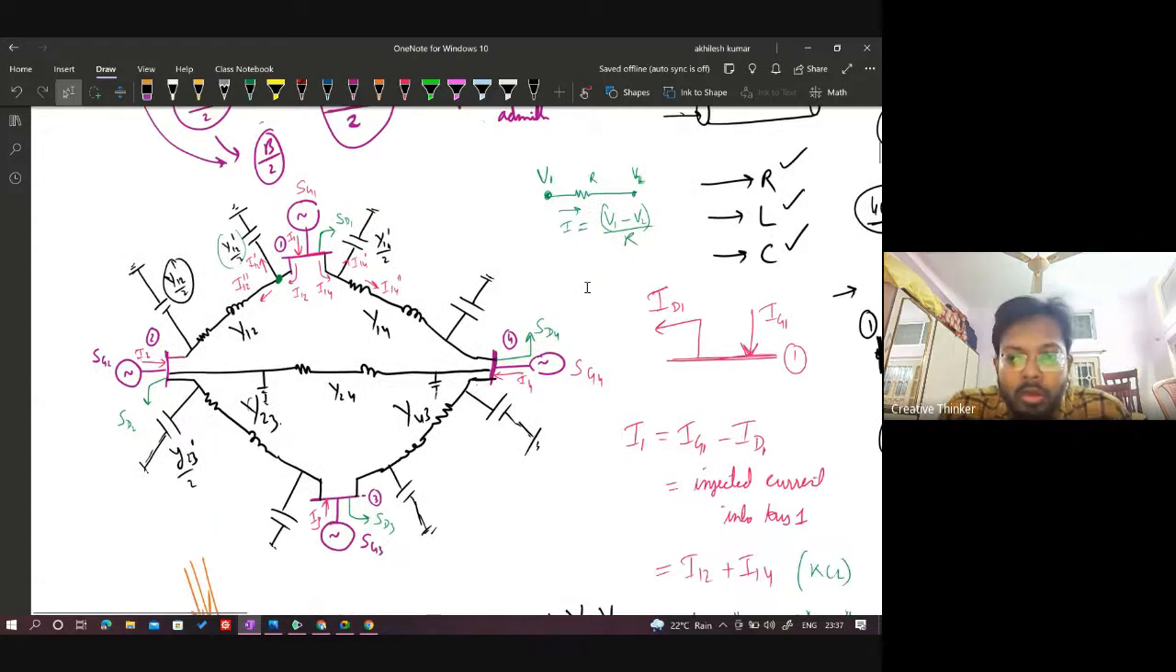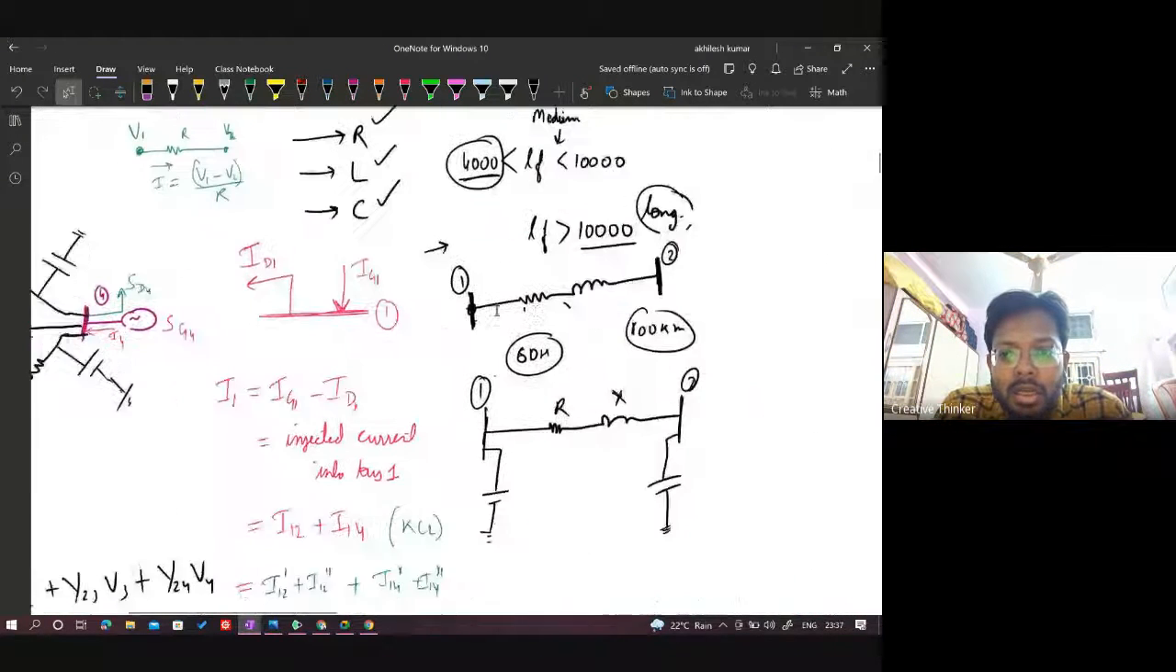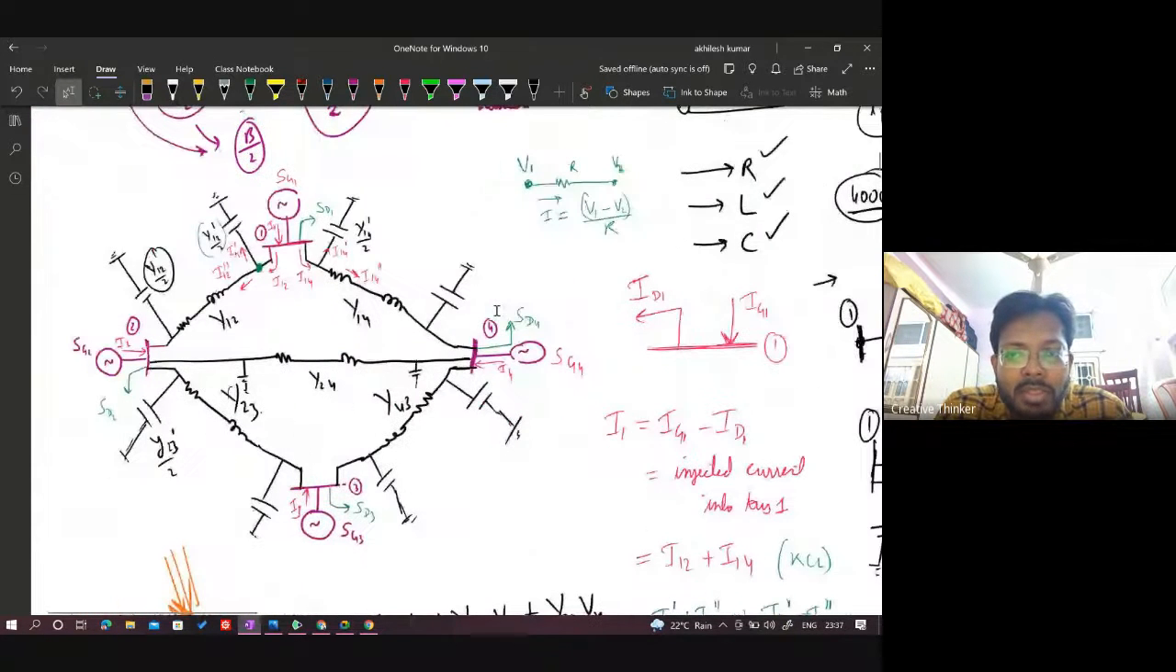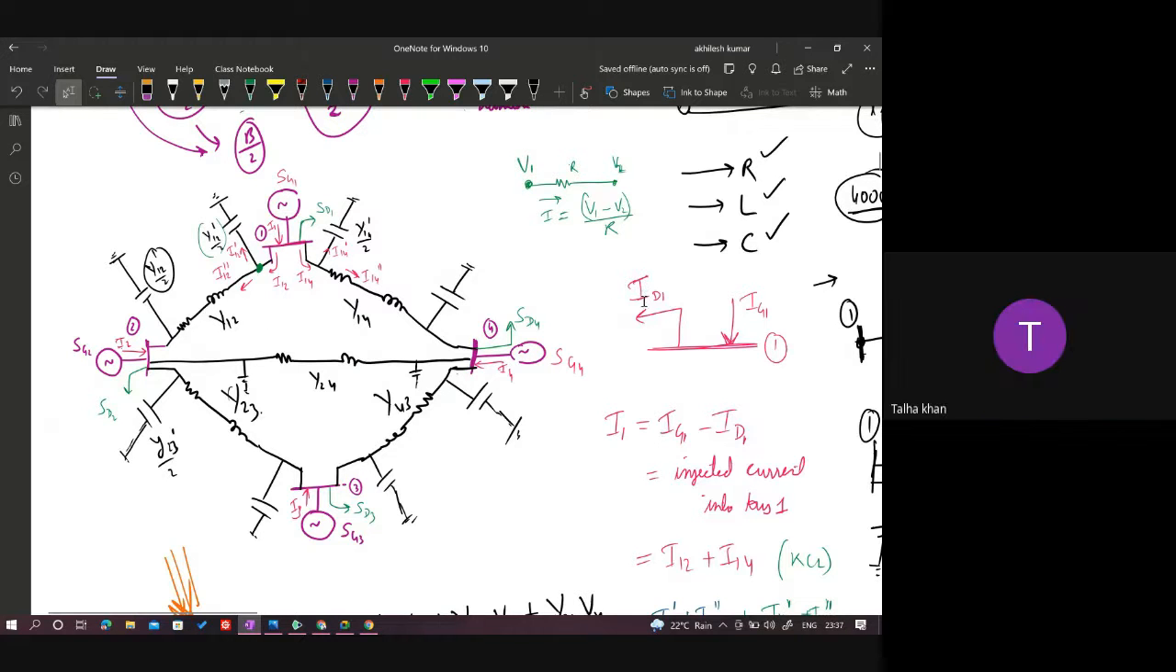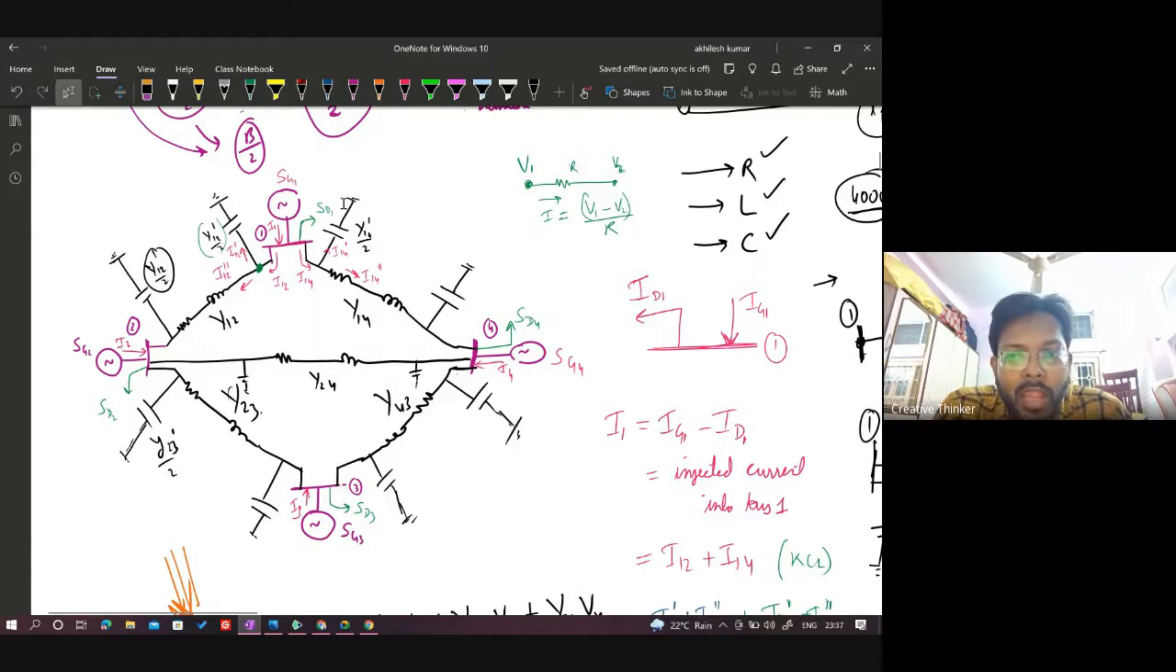So what we are doing, we are writing the injection. Suppose at bus 1, this generator, SG1, is giving current IG1, and your load is taking out ID1. So total injection I1. How much is the total injection? I can write IG1 minus ID1 on this bus. This is I1.